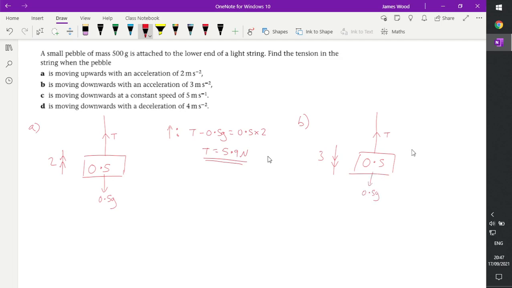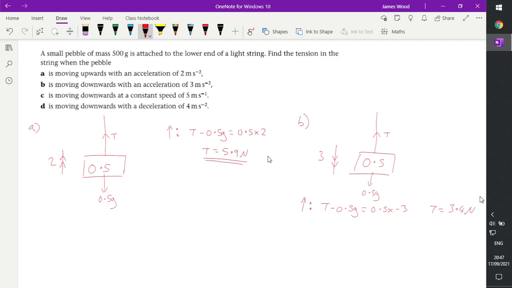Now when we resolve, it doesn't really matter which direction you do it as long as you do it accurately. If I resolve upwards, then I could have T minus 0.5 g equals 0.5 times, now because the 3 is going downwards and I'm resolving upwards, this would be times minus 3, which then gives me T equals 3.4.